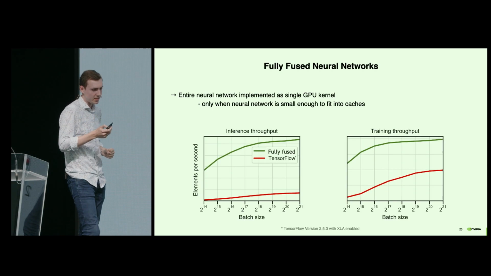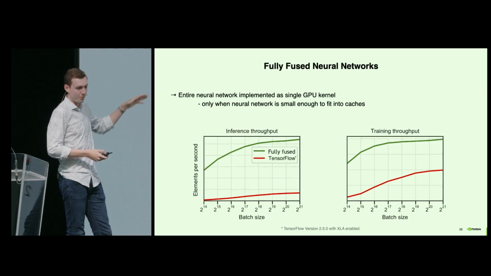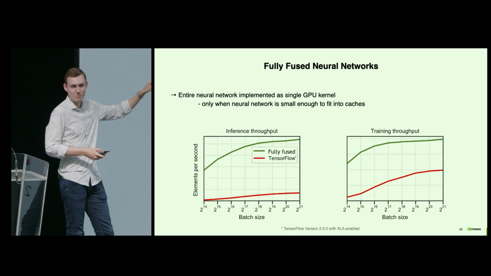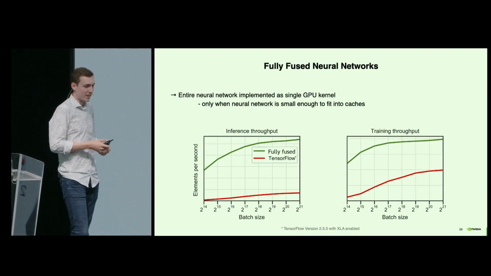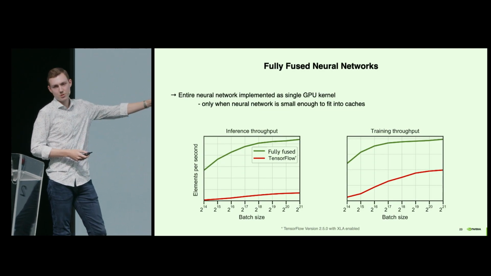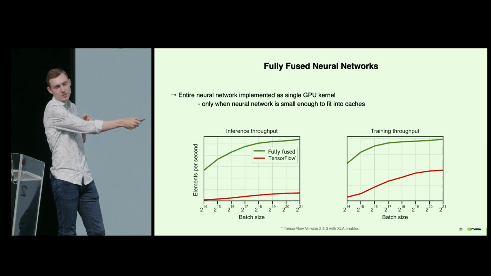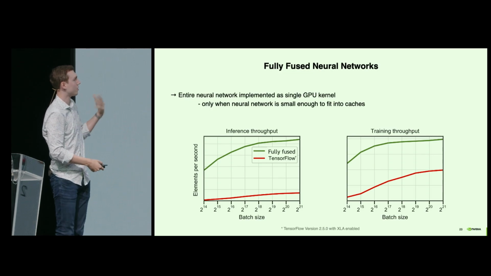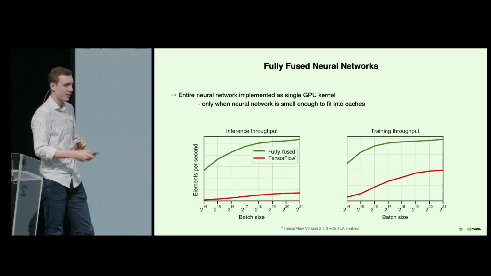But once you have this, the difference that it makes is striking. So here I'm showing you throughput of this alternate implementation in green versus the baseline TensorFlow in red. On the left side, I'm showing inference performance. On the right, I'm showing training performance. Both of these graphs are parameterized over batch size on the bottom. So they show the throughput, the number of elements processed per second, for different batch sizes from left to right.